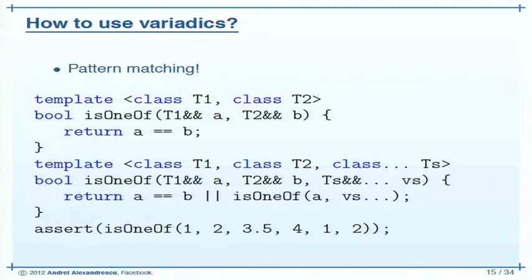In the first case, we say is_one_of A, B returns whether A equals B. The second is more interesting because it takes T1, T2, and some more other types, and it takes A, B, and some more other values. Then it says return A equals B, which is the head comparison, or recurses to itself, is_one_of A, and then passes the tail of the arguments. Just as an example, assert is_one_of 1, 2, 3, whatever. It's going to compare 1 against 2, then 1 against 3.5, 1 against 4, and finally it's going to compare 1 against 1, and it's going to succeed.